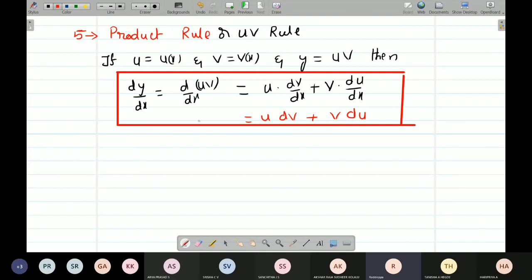So this way also you can express it. When you take the differentiation of uv, d of uv is equal to this, meaning differentiation of uv with respect to any variable. If it is a function of x, then d by dx. If it is a function of t, then d by dt. Like that you have to take it. d of uv means differentiation of u into v is equal to that.